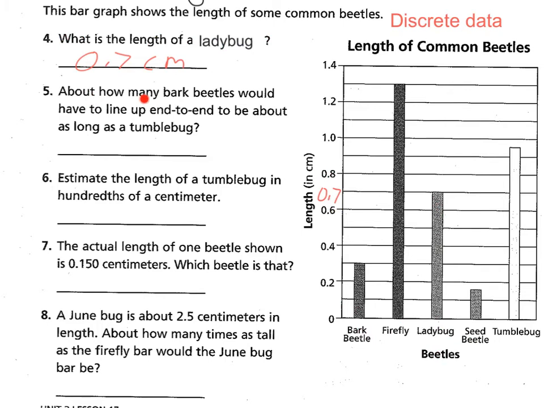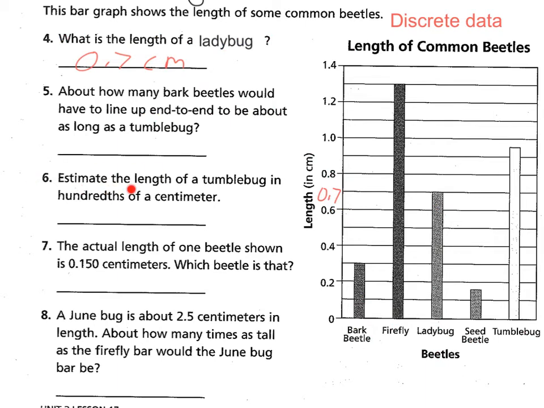Next one, about how many dark beetles, right here, would have to line up end to end to be about as long as a tumblebug. So I want to figure out, well, how long is a dark beetle, and how many of them would I need to put together to equal 1 tumblebug. I'm not going to do that one for you, but you can use estimation with these bar sizes, or you can figure out exactly how long each of them is and solve that way.